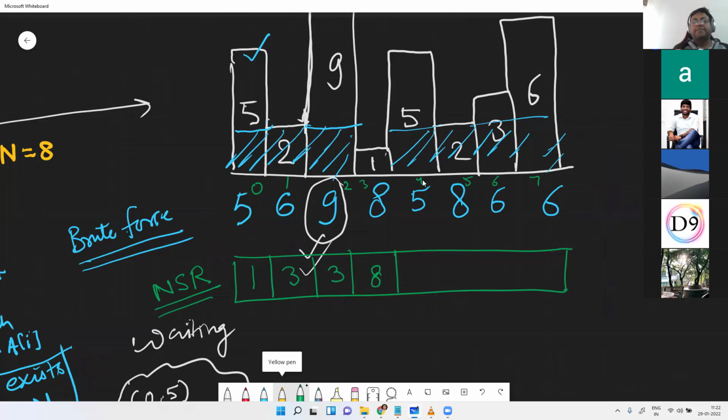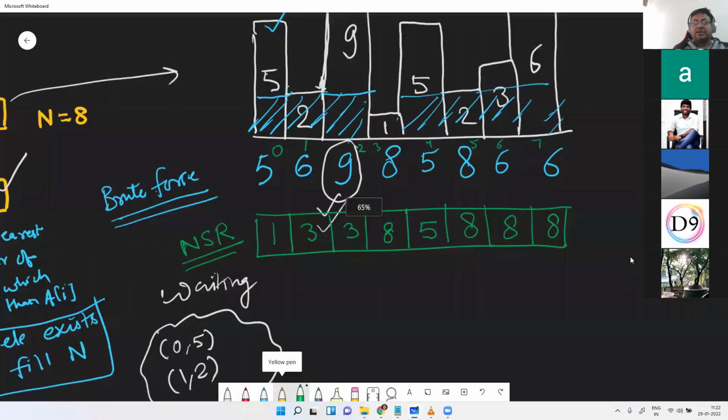For 4, index 4, the next smaller is 5. For index 5, the next smaller value index to the right is not there, so it will be 8. For 6, next smaller to the right is not there, so it will be 8. And for this also it will be 8. So next smaller index to the right is filled: 1, 3, 3, 8, 5, 8, 8, 8.